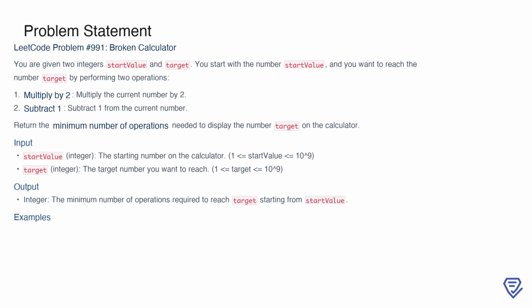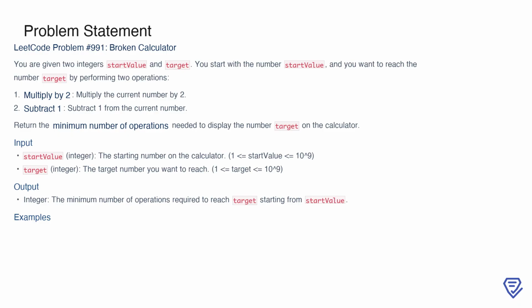Let's get started. This problem is called Broken Calculator, and the goal is to determine the minimum number of operations needed to transform the number start value into target. You have two operations available. You can either multiply the current number by 2 or subtract 1 from it. The challenge is to figure out the least number of these operations required to make the start value match the target.